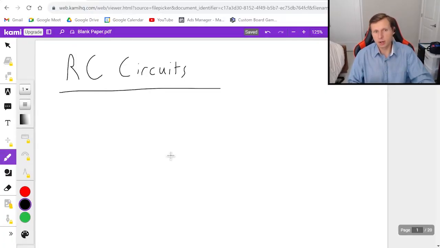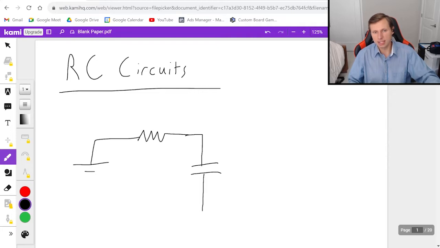In today's video, we're going to be talking about RC circuits from physics to electricity and magnetism. First thing I'm going to do is draw an RC circuit. What is it? Imagine you have a battery here connected to a resistor and a capacitor. All of this is in series.